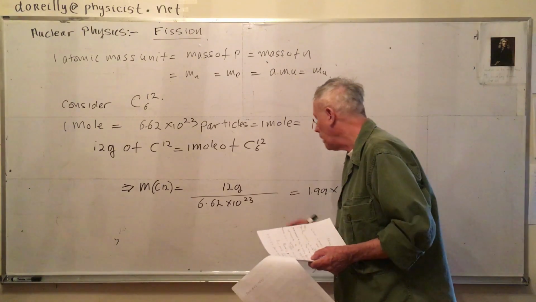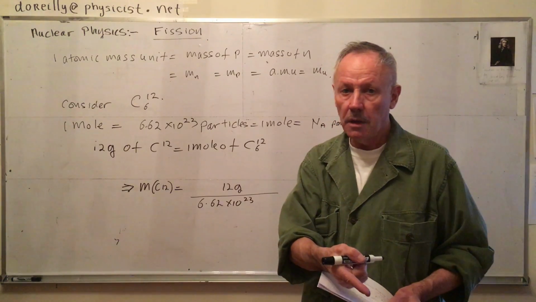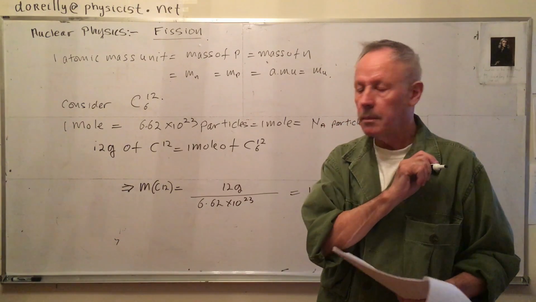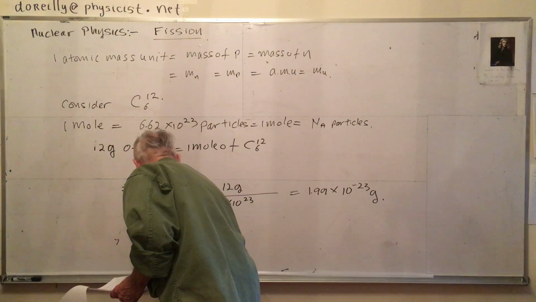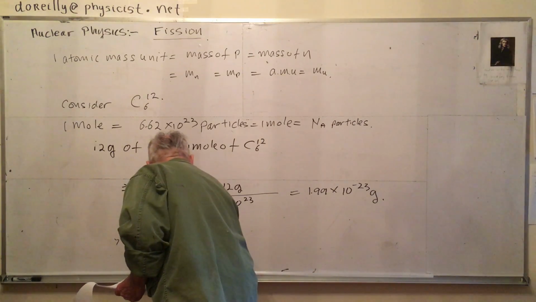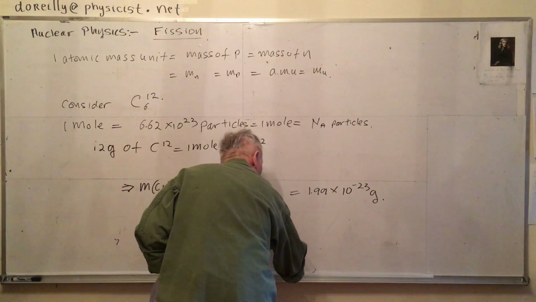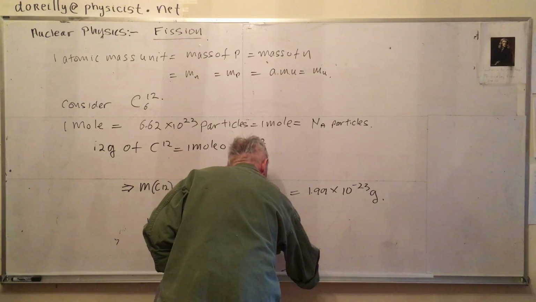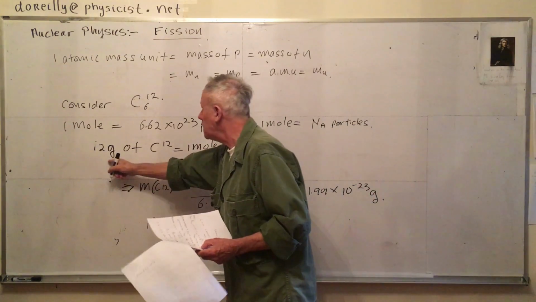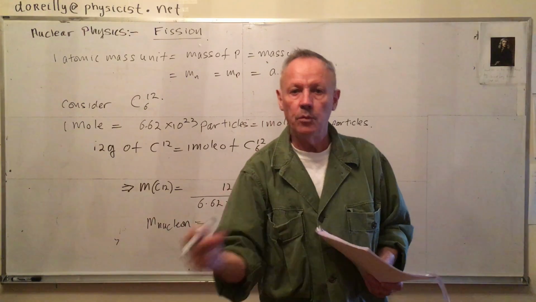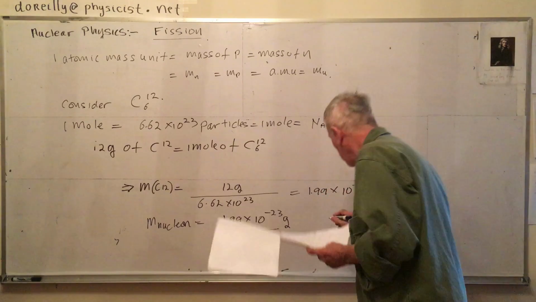Now, the nucleus of carbon consists of 12 nucleons. So therefore then, what's the mass of 1 nucleon? Divide this by 12. If there are 12 nucleons in the center of carbon 12, then the mass of 1 nucleon is 1/12 of this number. And I did that already.